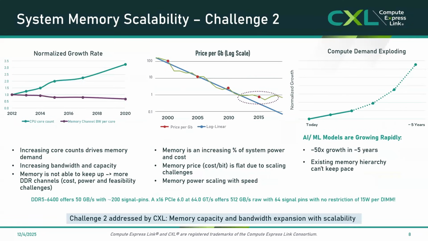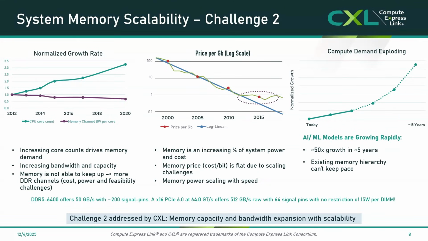Now let's talk about challenge number two. As I said before, memory has been a scalability concern for quite a while. If you look at the picture on the left, the memory bandwidth per CPU core is going down. And you can extend the same picture for other types of computing entities also. As shown in the middle figure, the cost of the memory for every bit is kind of flattening out. So as we are adding more and more memory into the platform, we are increasing the cost of the memory as a total fraction of the system cost. So costs are increasing. Bandwidth is not keeping up. That's the first two pictures there.